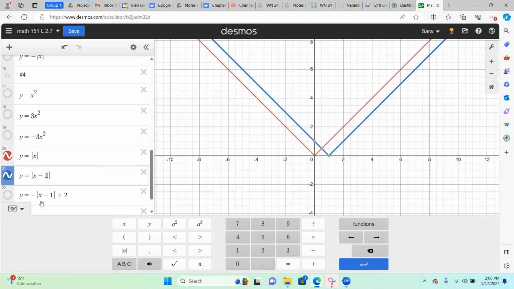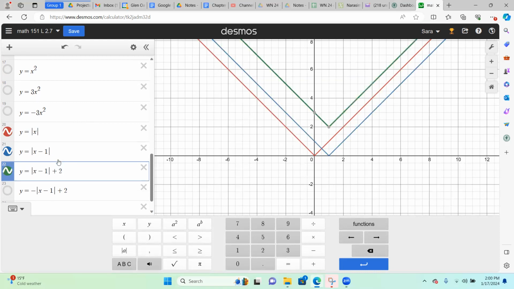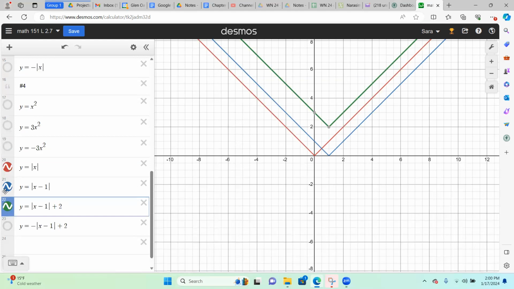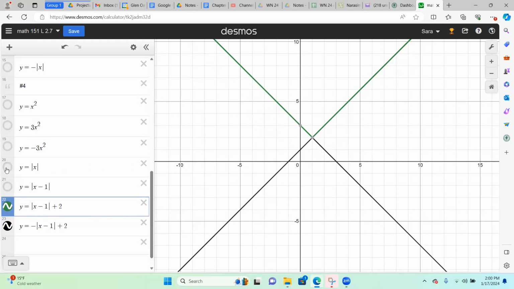And then if I take a negative of that and add 2, so let's first add 2, so that's going to shift it up to the green. And then I'm going to turn on the last one here with the negative out front. It actually reflects it over the axis. So here's the actual reflection, from face up to face down.